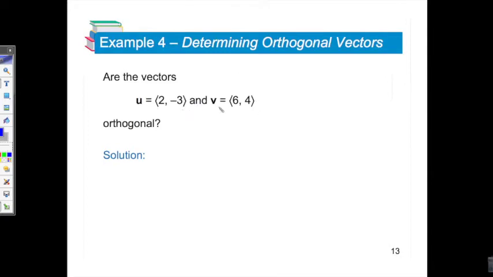So when I go to check to see if two things are orthogonal or not, like vector u and vector v here, all that I have to do is take their dot product. If I find that it comes out to a number, I know they're not orthogonal. If I find that it comes out to a 0, I know that they are. So what do I do here? 2 times 6 plus negative 3 times 4. 2 times 6 is 12. Negative 3 times 4 is negative 12. And when I add those two things together, I get 0. This means these two vectors are, in fact, orthogonal.